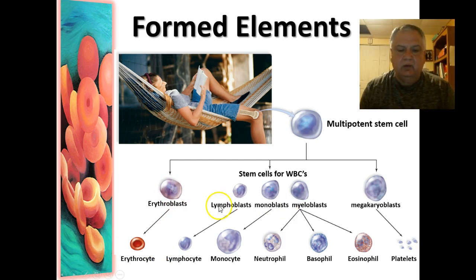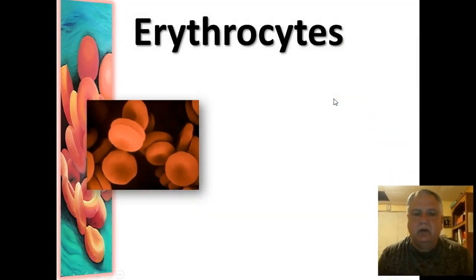There are lymphoblasts that can go on and differentiate to form the lymphocytes, monoblasts to form monocytes, and myeloblasts, which can give rise to three types of white blood cells called neutrophils, basophils, and eosinophils. The megakaryoblasts are stem cells formed from the multipotent stem cells that can give rise to the platelets of the blood. So just a little bit of hierarchy so that you can maybe understand where these things are coming from. Okay, with that in mind, let's begin to take a look at each of the different formed elements more specifically.